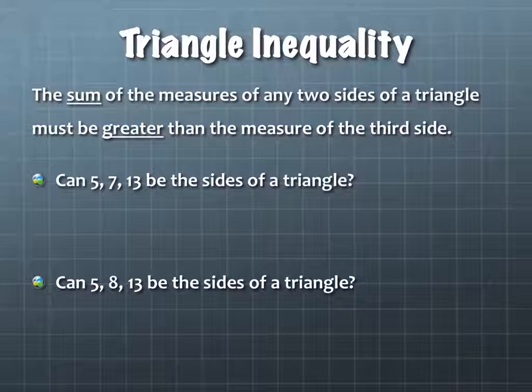It seems like this could have appeared when we were talking about triangles before. We were looking at congruency relationships though, so perhaps that's why it didn't. The sum of the measures of any two sides of a triangle must be greater than the measure of the third side. And if you think about it, that should make sense.